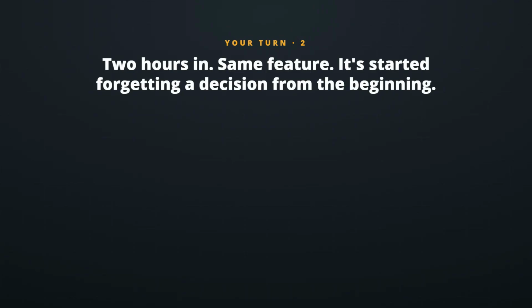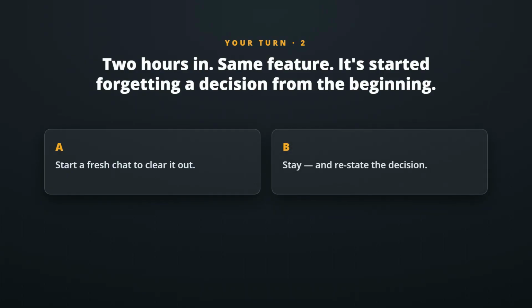Last one. You've been in the same chat for 2 hours. It's the same feature, it's going well, and you notice the agent has started forgetting a decision you made near the beginning. Do you A, start a fresh chat to clear it out, or B, stay and restate the decision? Careful, this one is a trap.